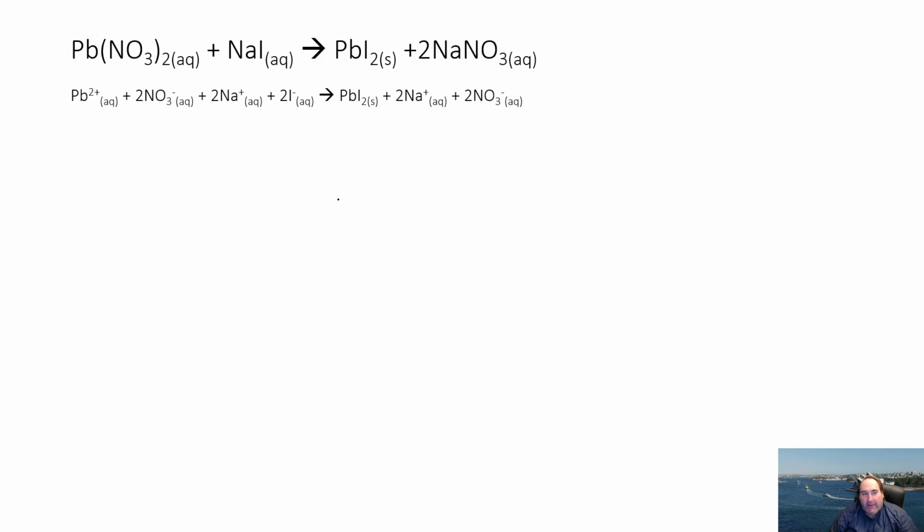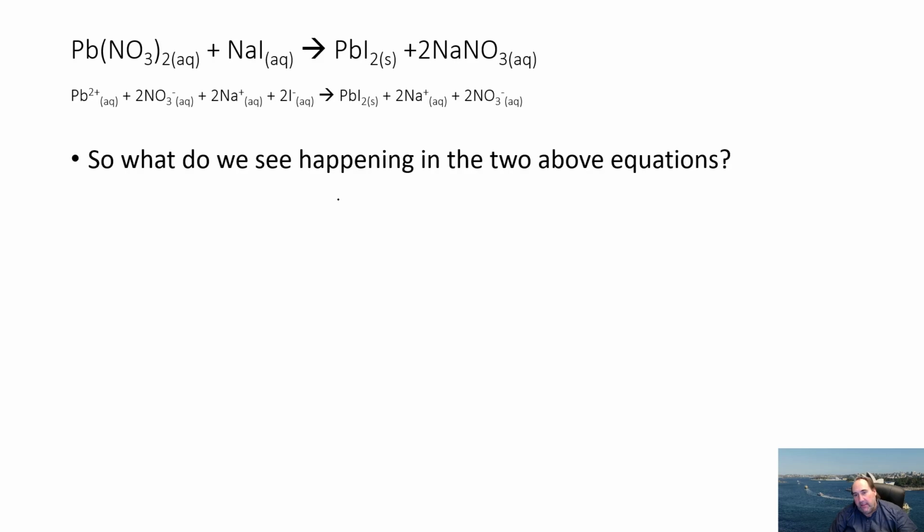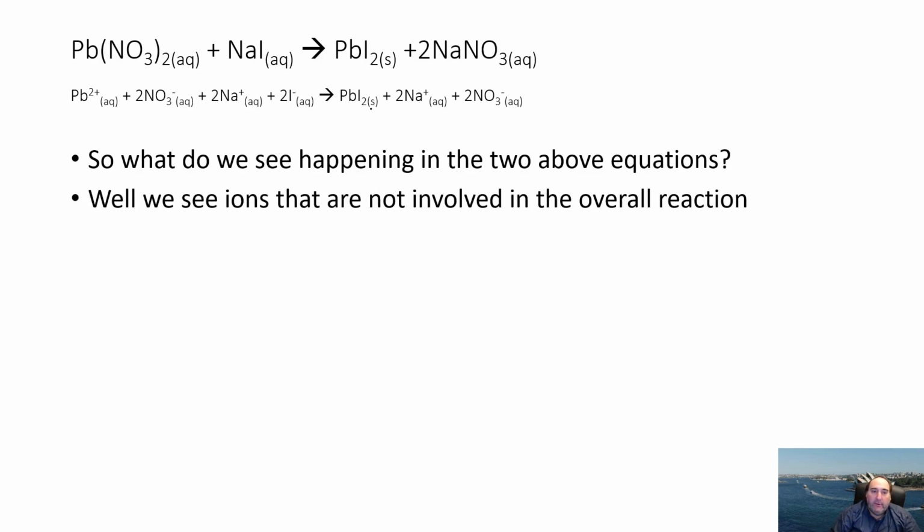So what happens now that we have this equation? Well, when we look at this equation, especially the ions that are present in the total ionic equation. So here's our molecular equation. That's our total ionic equation. We'll call it TI for its abbreviation there, total ionic equation.